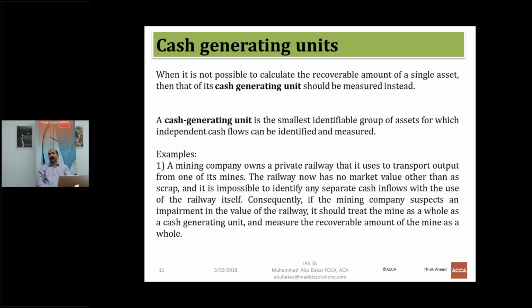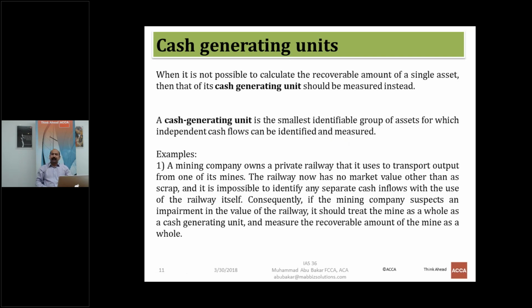In that case, what needs to be done? You need to club that asset with the smallest identifiable group of assets for which independent cash flows can be identified and measured. There are many examples, but the key principle, which is important for us, is independent cash flows that can be identified and measured.